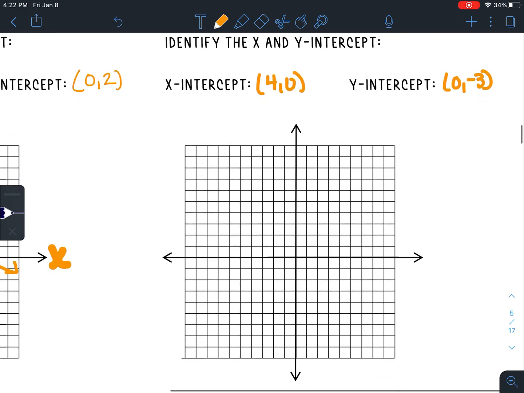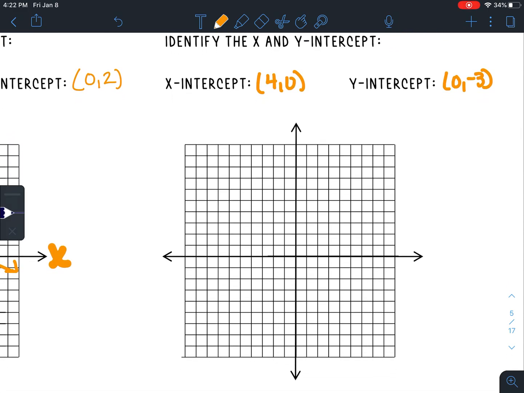I'm going to plot those points. So the x-intercept is over 4: 1, 2, 3, 4. And my y-intercept is down 3. Again, take that straight edge and connect those two points. And you have a delightful graph.